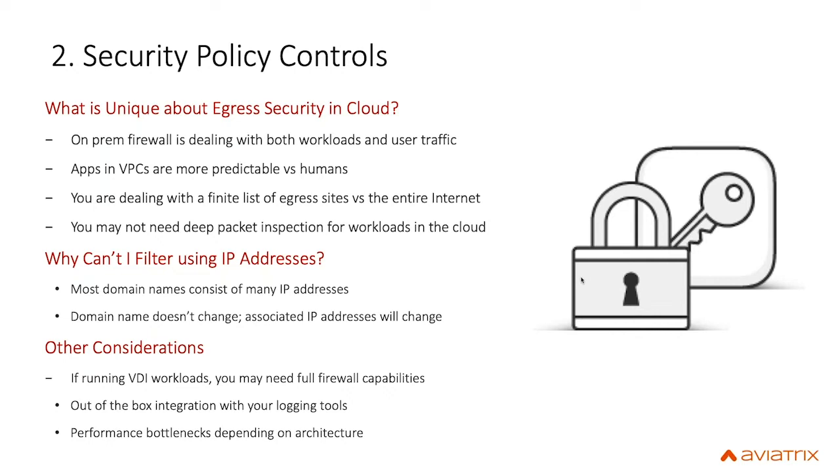So, other considerations: you have VDI workloads that may be running. You're possibly going to need full firewall capabilities for that. You need out-of-the-box integration with logging tools. A lot of companies use things like Splunk, CloudWatch, Sumo Logic, Datadog. How do you get your egress logs into those devices from an Amazon-controlled service where you have no visibility? And then how do you prevent performance bottlenecks, depending on your architecture?